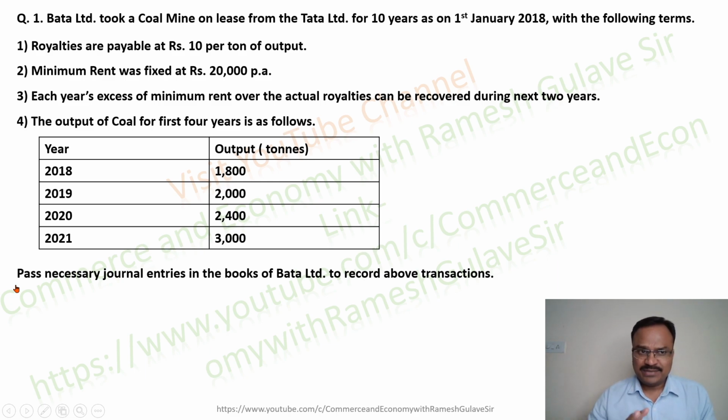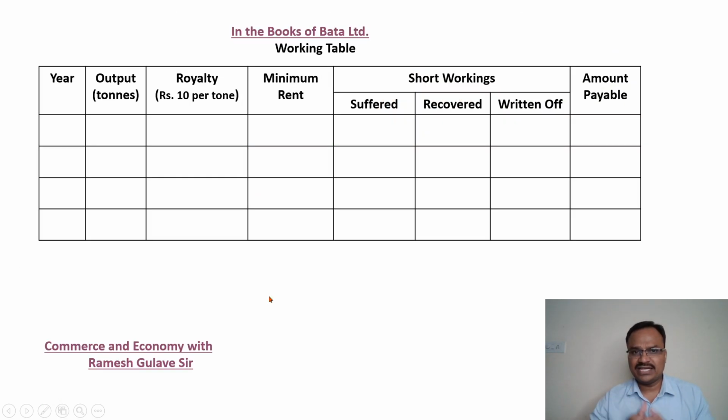Right. See friends, in order to solve this question on royalty accounts, first we need to prepare a working table. Without the working table, we cannot pass journal entries properly, or even calculate the various important amounts like short workings and amount payable, right? So first we need to prepare a working table in this question. Okay, and this working table is prepared in this format. You can pause the video and prepare this working table so that you can solve this question with me.